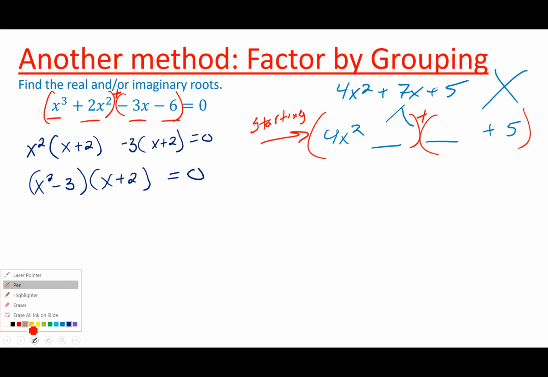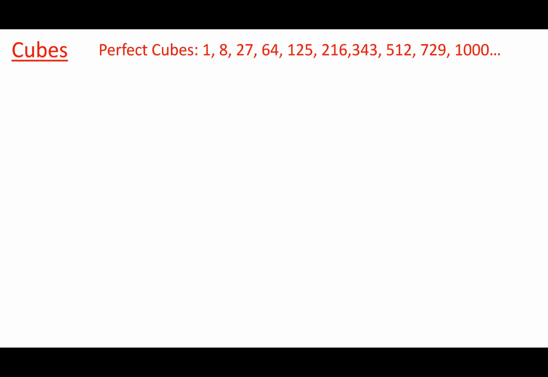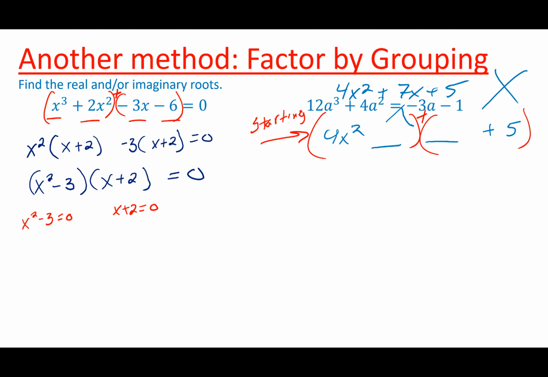Not done yet, though, because we need to figure out what x is. So I have 2 things that are being multiplied that equal 0. So x squared minus 3 has to equal 0, and x plus 2 has to equal 0. Well, this one's straightforward. It would just be x is a negative 2. If I were to solve x squared minus 3 equaling 0, that would be x squared equals a positive 3. Square root both sides, and I would have x equals plus or minus square root of 3.